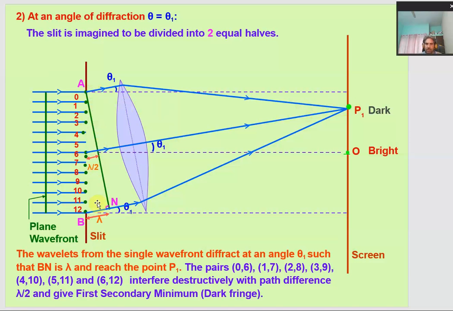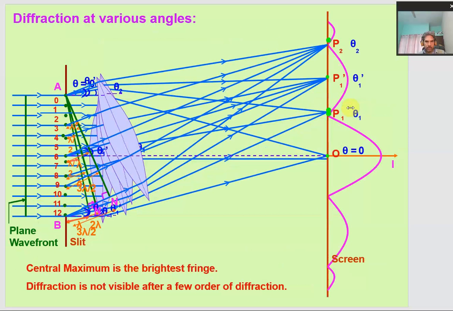So it depends upon the path difference of the lights coming from different sections of the slit. If the path difference is one value, it may be a dark fringe. If the path difference is another, it may be a bright fringe, right? So due to the interference of the light waves coming from different portions of this slit, they interfere constructively and destructively and hence produce the diffraction pattern.